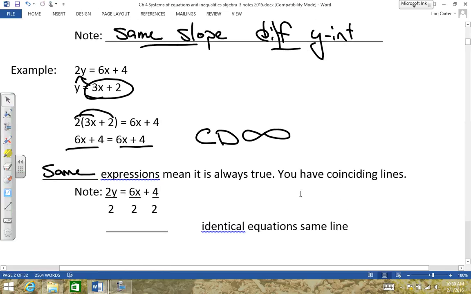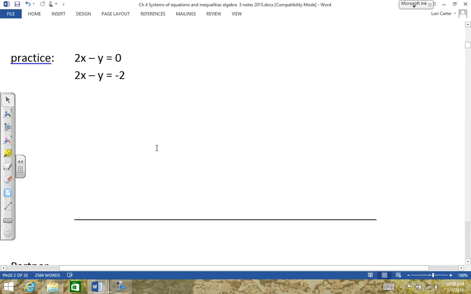Next one, already done for you. 3x plus 2 goes in for the y. Distribute, same equation, same line. Consistent, dependent, infinite solutions. Now what do you do?